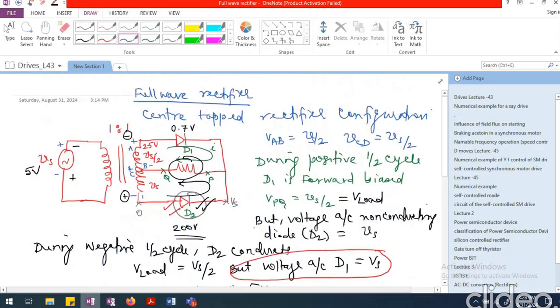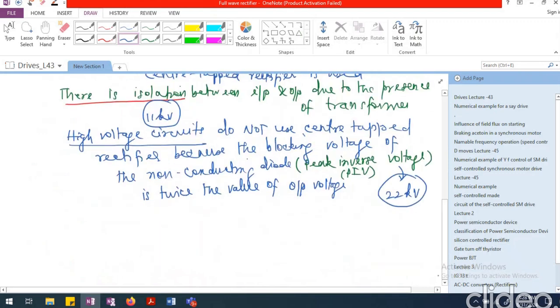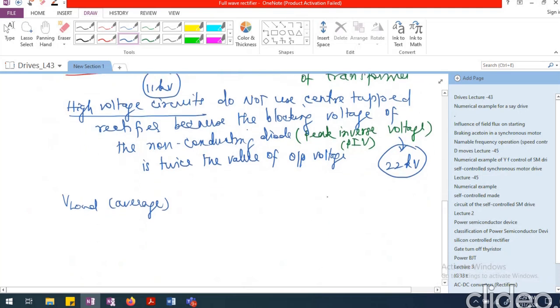Now, let us try to derive the expression for the voltage. So if I try to get what is the V load average value. So we said that basically, if I am looking at this as the source voltage with respect to omega t, if I just draw this as omega t, I'm going to get the current during the positive half cycle somewhat like this. During the negative half cycle it is somewhat like this. This is going to be D1 conducting and this is going to be D2 conducting.